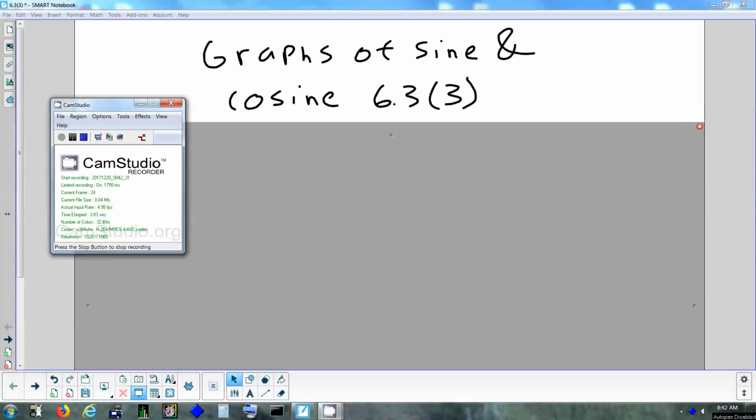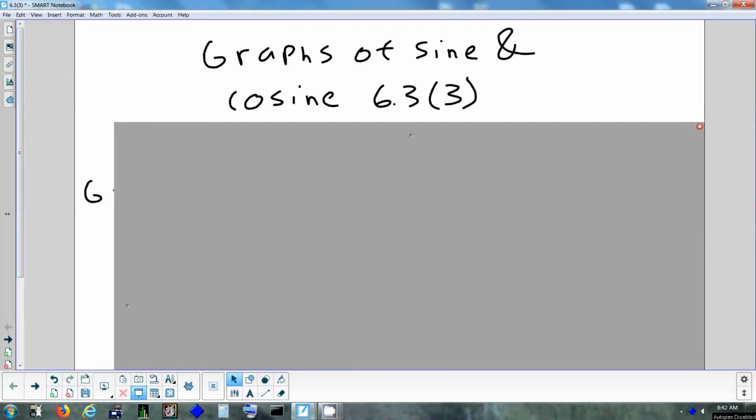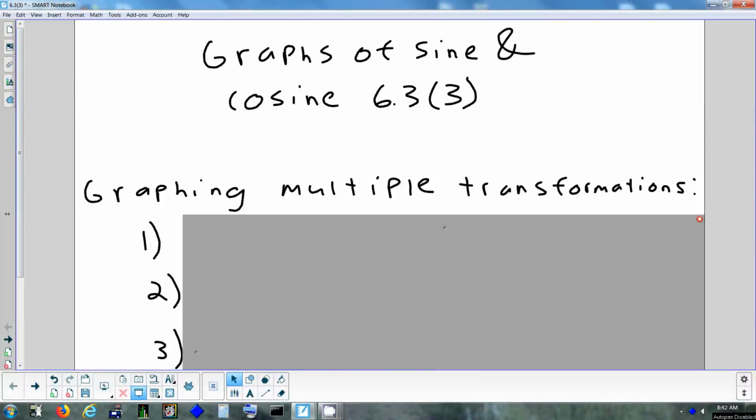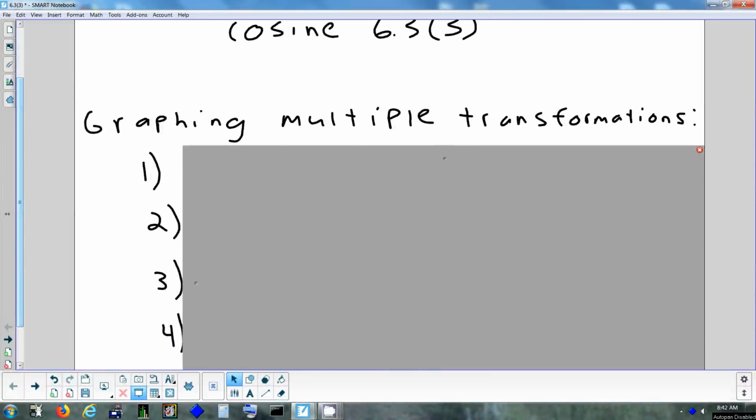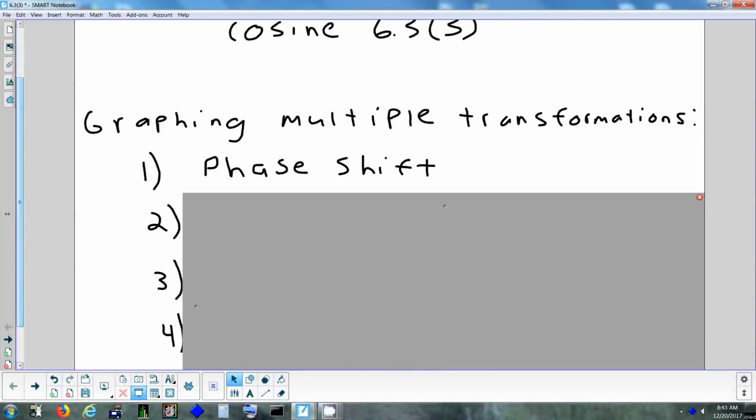Okay, so last part in section 6.3 for sine and cosine is looking at multiple transformations. So first thing we have to make sure we know is that when you graph multiple transformations, there's a certain order. And I tried to use the letters for each transformation that we learned during the week to tell you the order. Does anybody remember what the first transformation you would do is? Yeah, Sam? Horizontal shift. Yeah, your horizontal shift, which we call a phase shift. Okay, so that's always the highest order operation.